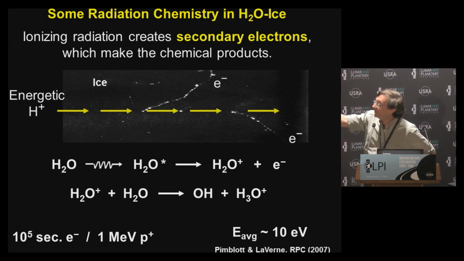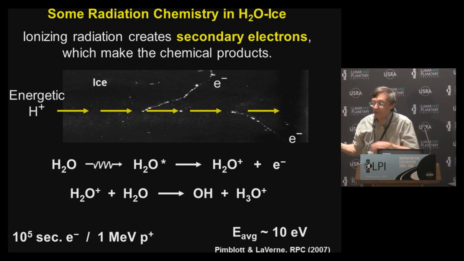You can look at a cloud chamber photograph of hydrogen coming in versus helium coming in. Unless you have some reference material to compare with, it's very difficult to distinguish between the two. Let me say that again. It's very hard to distinguish the final chemical products of the radiation. It's very hard to distinguish between, say, a hydrogen ion coming in, an electron, or carbon. It's very hard to do, just looking at the products.